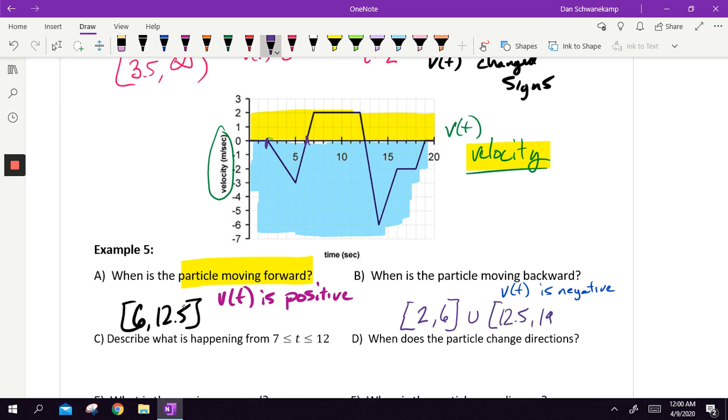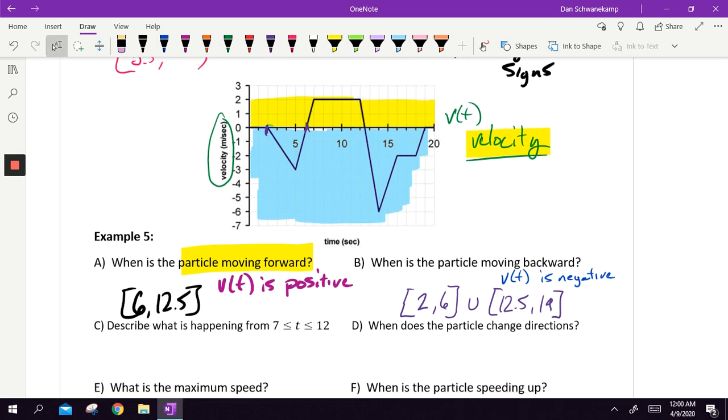But that's fine. Why is that true? Why is it moving backwards? Because velocity is negative. This is a graph of velocity. It's below the x-axis. That means velocity is negative. What is happening from 7 to 12? So let's look at from 7 to 12. So here's 7. Here's 12. What's happening there? This is the most missed question.